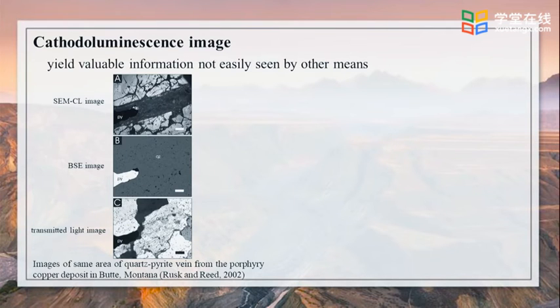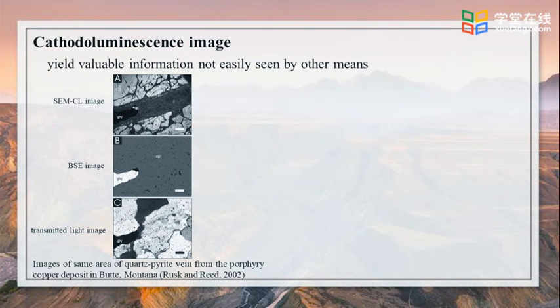Cathodoluminescence occurs in a range of different minerals and is caused by either crystal structure defects or trace elements. CL images can yield valuable information not easily seen by other means. CL images will play a useful petrographic role alongside backscattered electron images and light microscopy. For quartz, it gives rather low CL intensity, but since neither backscattered electron images nor secondary electron images generally provide useful information, SEM-CL has a particularly significant role.